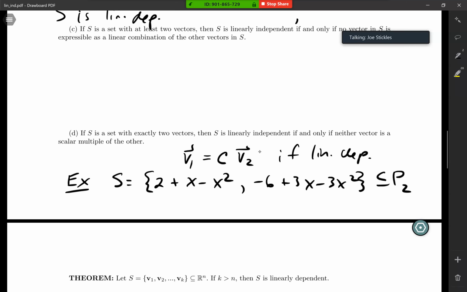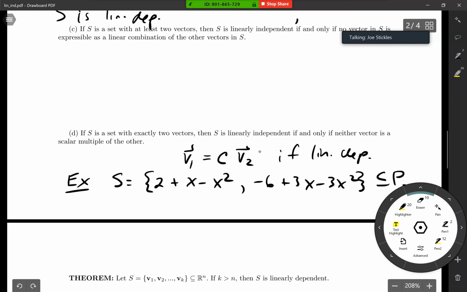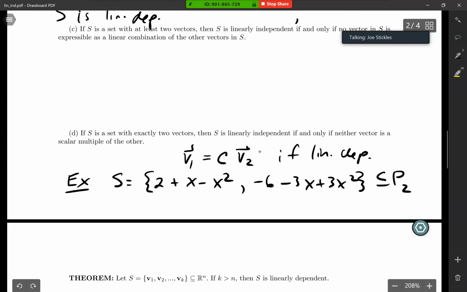Oh, no, sorry. I should have changed these signs, shouldn't I? Let me change this to a minus. Maybe I'll change it to a minus. What, a minus and a plus? That'll be better. Now what do we notice about those two?